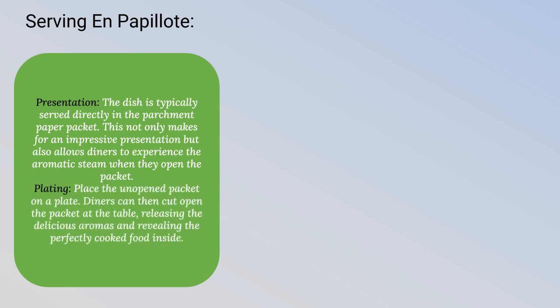How will it be plated? Place the unopened packet on a plate. Diners can then cut open, as I have mentioned, the packet at the table, releasing the delicious aroma and revealing the perfectly cooked food inside. And when you are opening the packet, you are also getting surprised by something inside, creating some mystery for the food. And once you get that heavenly flavor coming out, that is awesome. So that is the way our papillote is served.